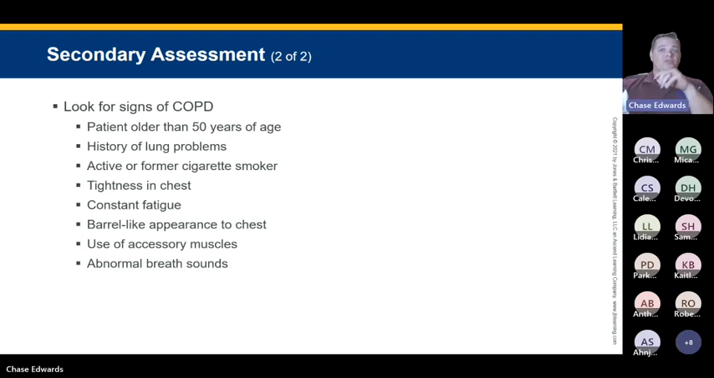All right, so patients with COPD are usually older than 50 years of age, often have a history of lung problems, and are almost always long-term active or former cigarette smokers. They complain of tightness in the chest and constant fatigue. The chest may have a barrel-like appearance because they've had this issue for so long. Barrel-chested. Often they use accessory muscles to breathe, so you'll see the stomach going in and out. You'll see the retractions and all that good stuff.